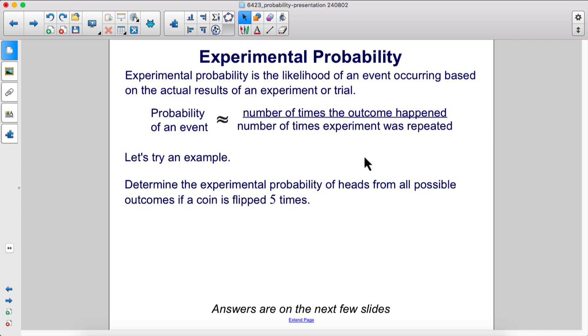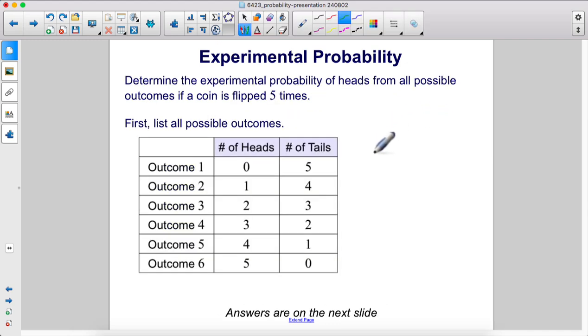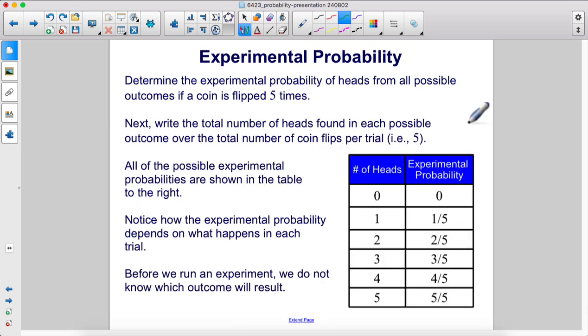Let's try an example. Determine the experimental probability of heads from all possible outcomes if a coin is flipped 5 times. First, list all possible outcomes. If we flip a coin 5 times, there is a chance that it will land on tails 5 times. There's another chance that we'll get 4 tails, 1 heads, a third chance that we get 3 tails, 2 heads, and so on.